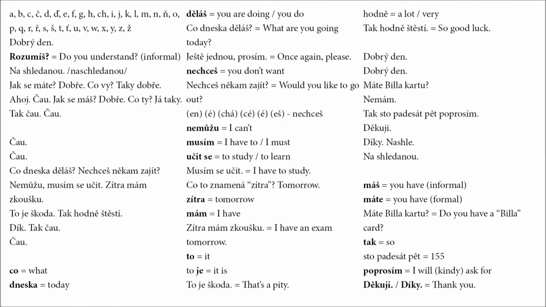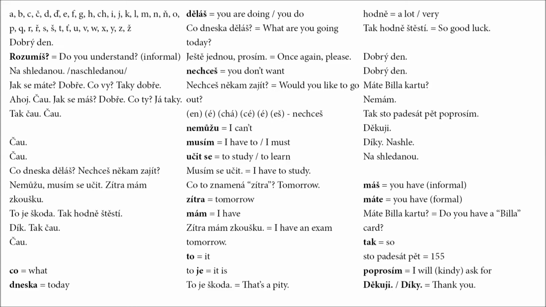So co znamená what. So co znamená, it means what. Co ty? What about you? So we're starting with what. So it's a question with what. Co dneska děláš? Dneska znamená today. So this is something what today and something.